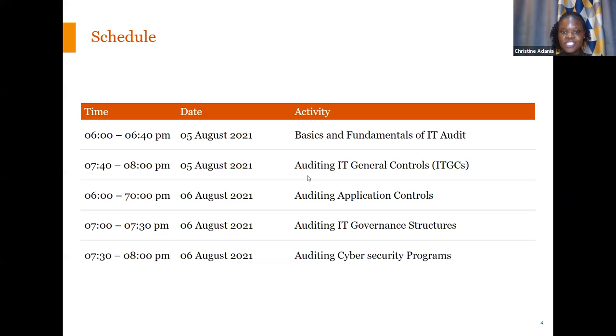The schedule is that today we shall look at the basics and fundamentals of IT audit. We shall then also have a look at some parts of IT general controls. I'm sure when someone tells you that IT auditor, the first thing that comes to your mind is ITGCs, because that's what the world perceives of IT auditors. So we'll cover a part of ITGCs today, and the pending items will be covered tomorrow because it's quite broad. We'll also cover IT application controls tomorrow, and IT governance structures and cybersecurity programs.